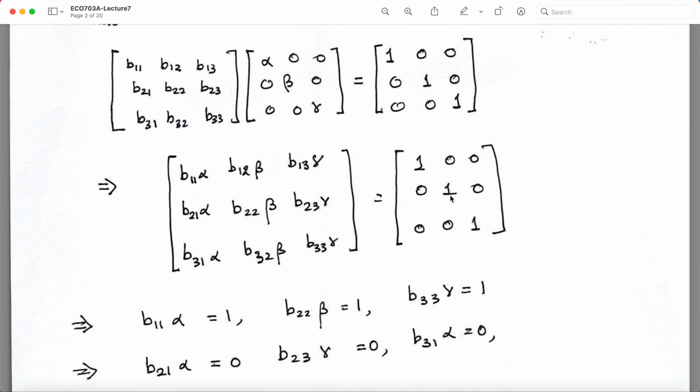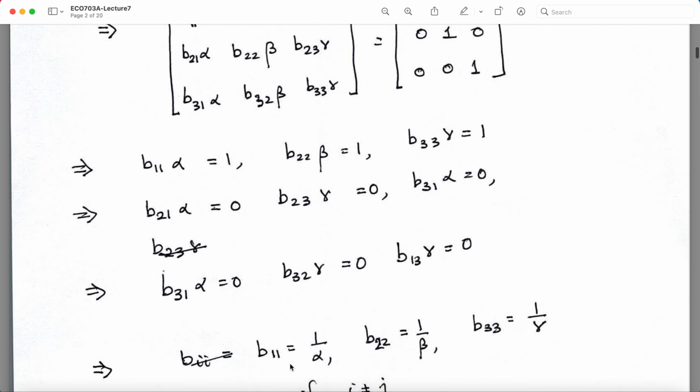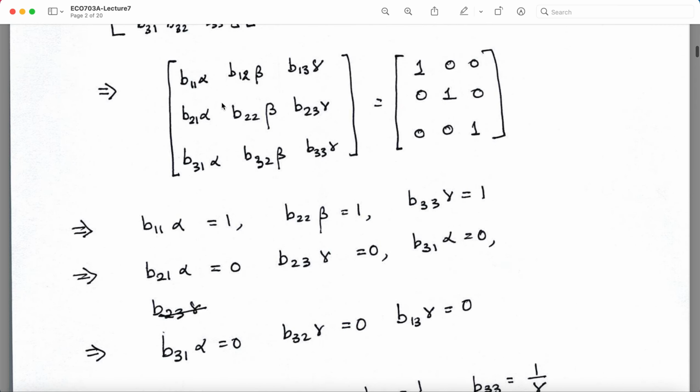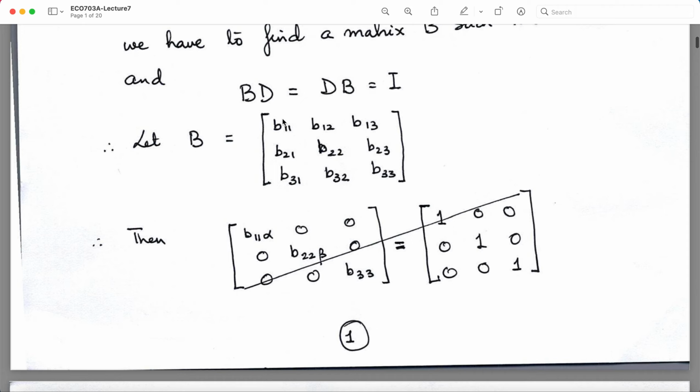B22 beta must be 1. B33 gamma must be 1. Giving me B11 as 1 by alpha, B22 as 1 by beta, B33 as 1 by gamma. So the diagonal elements of this matrix are known now. The B matrix, that's known: 1 by alpha, 1 by beta, 1 by gamma.